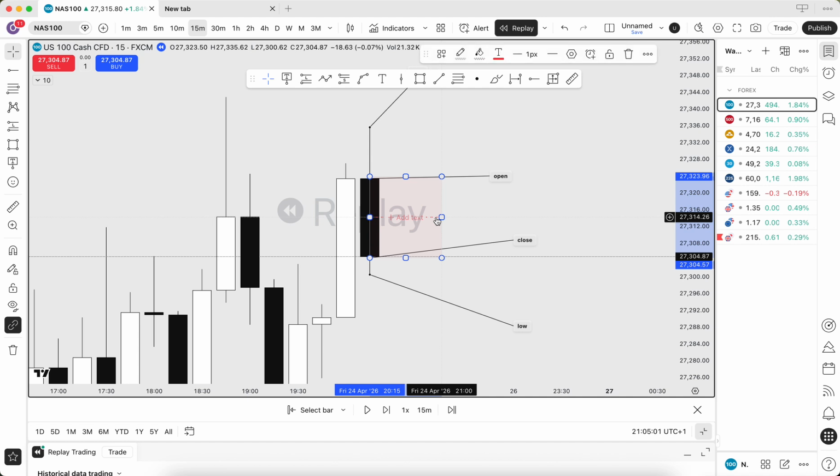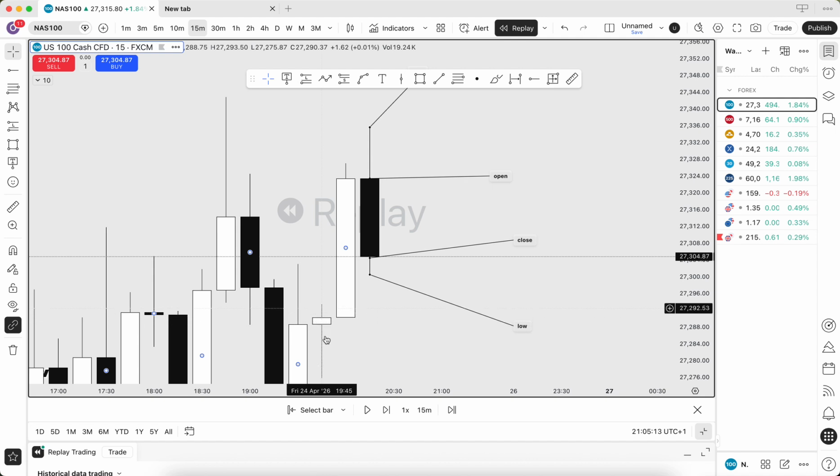Now when we talk about the wick, we are talking about these lines here. I don't know if you can see clearly. These lines here are what we call the wick. These tiny lines at the edge, up and down, that's what we call the wick.